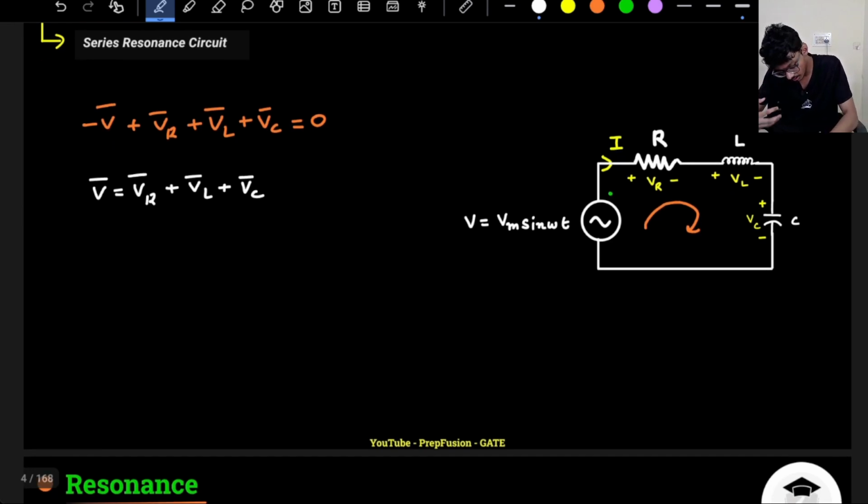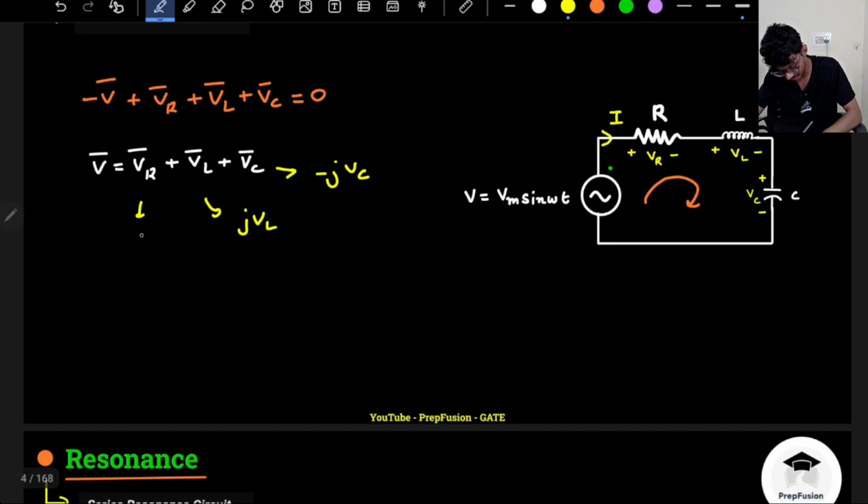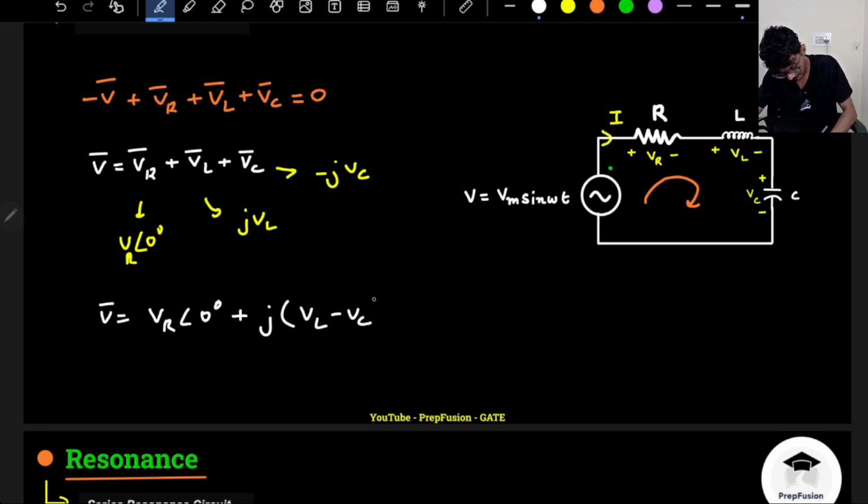Now I can write this in phasor. If you remember, with respect to the initial voltage, this is 90-degree leading and this is 90-degree lagging, right? I hope you remember all these things. These are in your head, right? And VR is just in phase, VR angle 0, same phase. So your V is equal to VR, the real part, angle 0, plus j (VL minus VC).